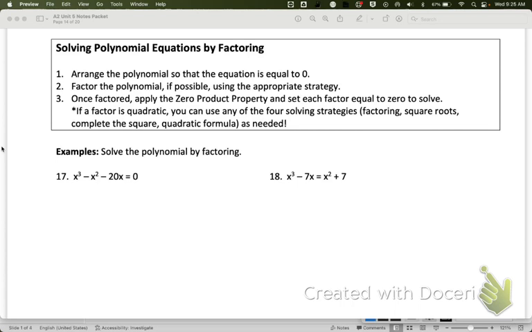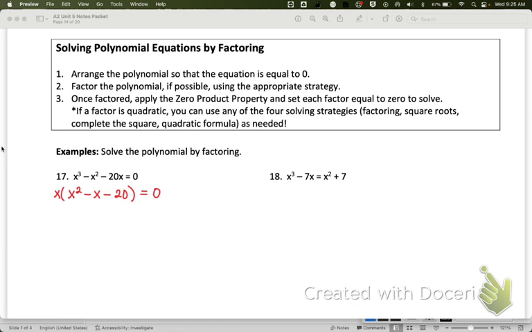So let's try a couple and see where we get. So, number 17. First, I need it to be equal to 0. It is. Then we look for a GCF, and this one does have a GCF. I can divide everything by x. So let's start by factoring that out. x times (x squared minus x minus 20) equals 0. Do not lose your equal sign. That is critically important.